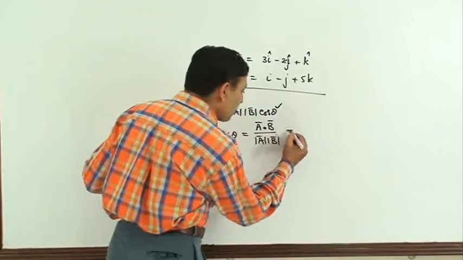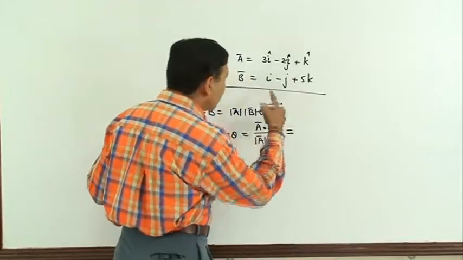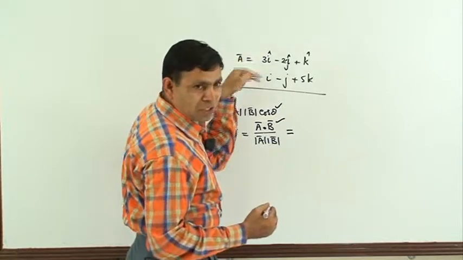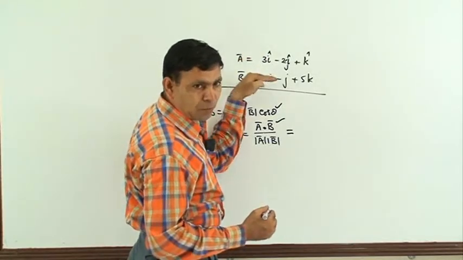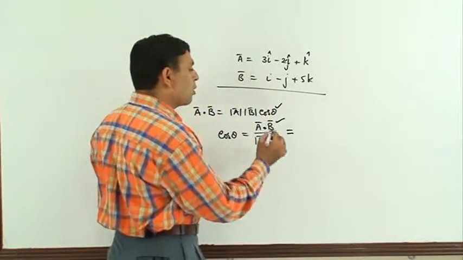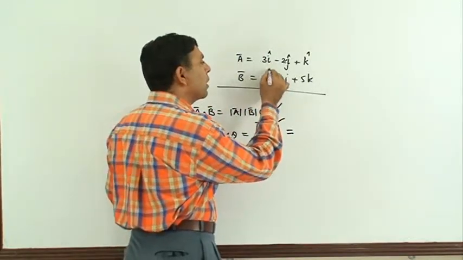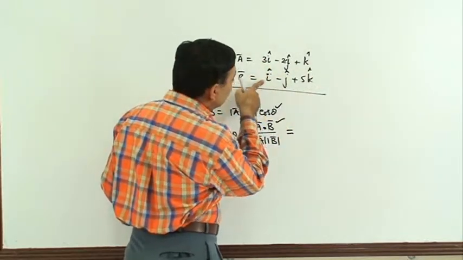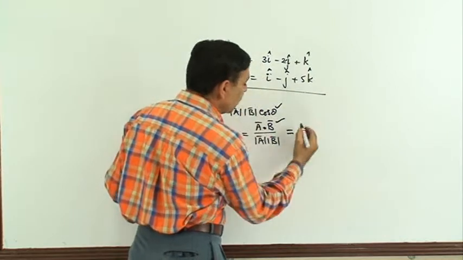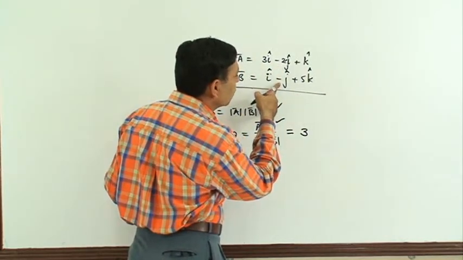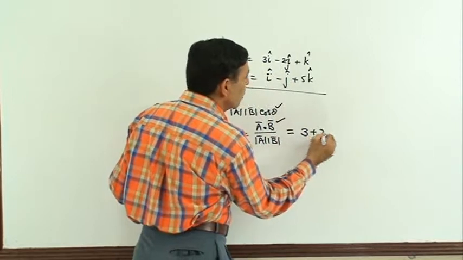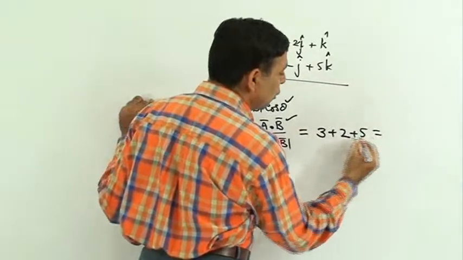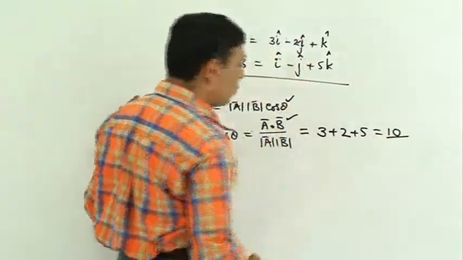Fine. In this case, you already know how to get A dot B if these are the two vectors A and B. So what is A dot B here? You know i dot i, j dot j, k dot k is 1, all else is 0. So when you are taking the dot product between two given vectors, you need to dot only i with i, j with j and k with k. So this is 3 into 1, 3. Similarly, minus 2 into minus 1 is plus 2. And here 1 into 5, so plus 5. So this is going to be how much? 10. So A dot B is 10.